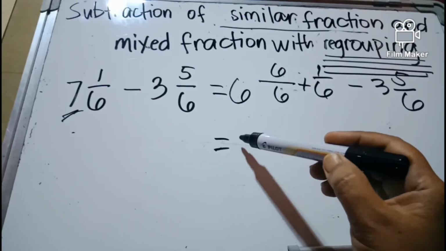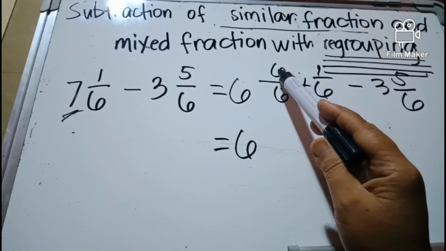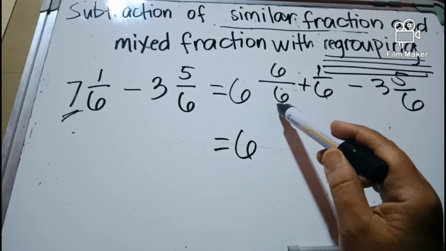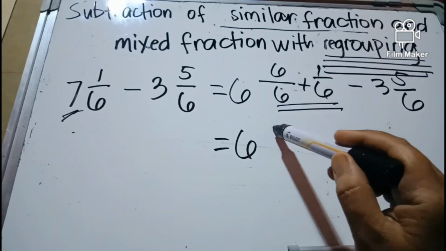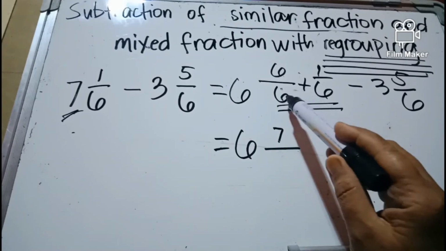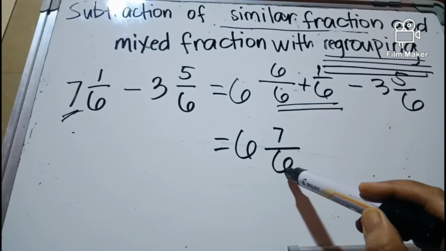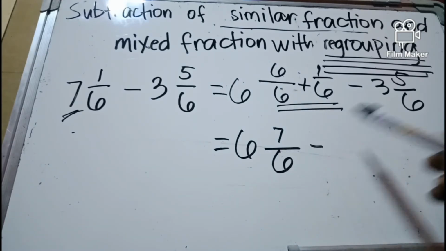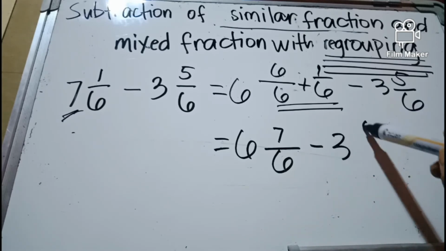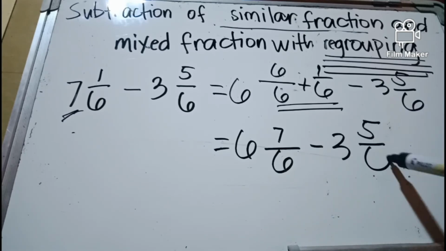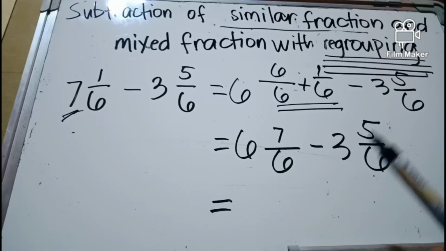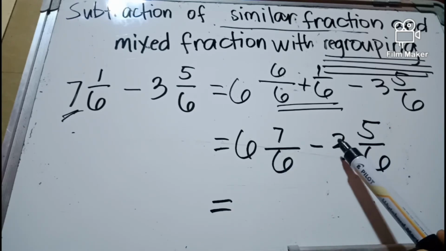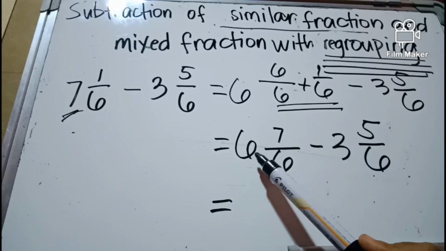Copy the whole number 6. I-add natin yung dalawang fraction. 6 plus 1 is equals to 7. Copy the denominator 6. Minus 3 and 5/6. So, our final answer is, una, isubtract muna natin yung dalawang whole number.